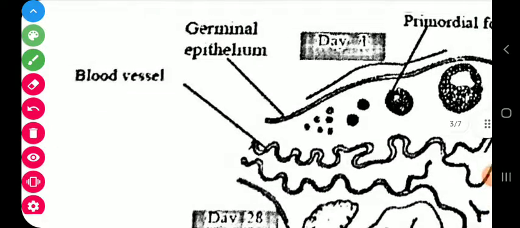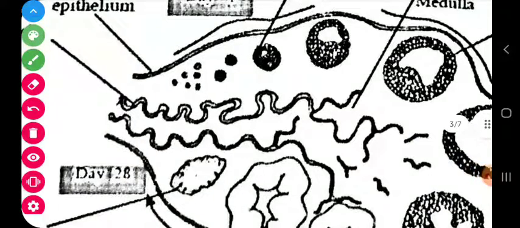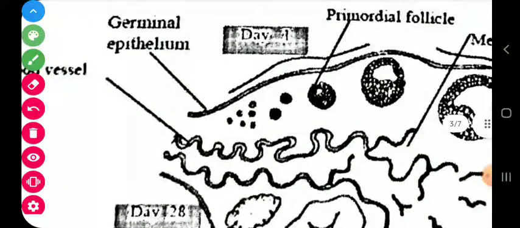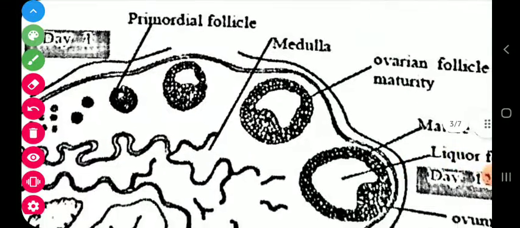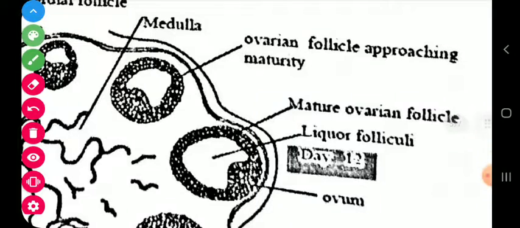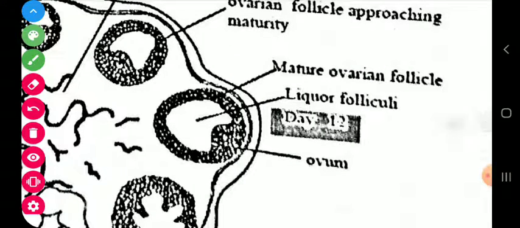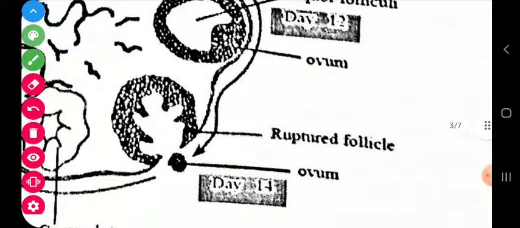Once again, let's go around. We can see the blood vessels. High blood supply is there, isn't it? The germinal epithelium, we can see. The primordial follicle again. The medulla. Ovarian follicle approaching maturity. Mature ovarian follicle. Liquor folliculi. Ovum. Ruptured follicle and the ovum.